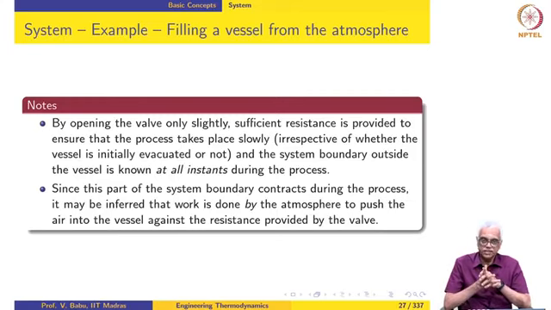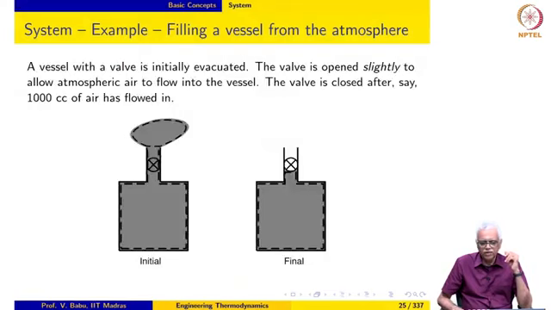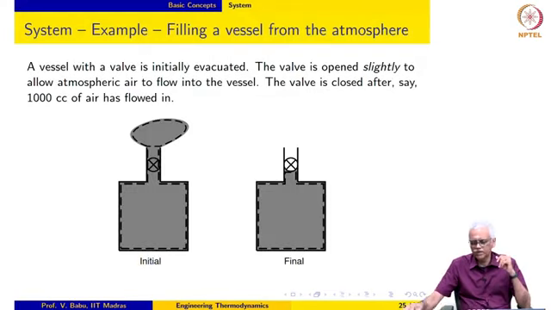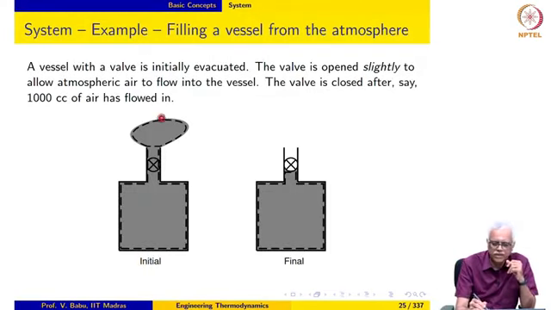Okay. The vessel may be initially evacuated, or it may initially be at a lower pressure also. It need not be evacuated, it may be at a pressure less than the atmospheric pressure also. In all these cases, the air will rush in if you open the valve fully. So we make sure that the valve is opened only slightly so that sufficient resistance is provided. So this makes sure that this part of the system boundary is always known.